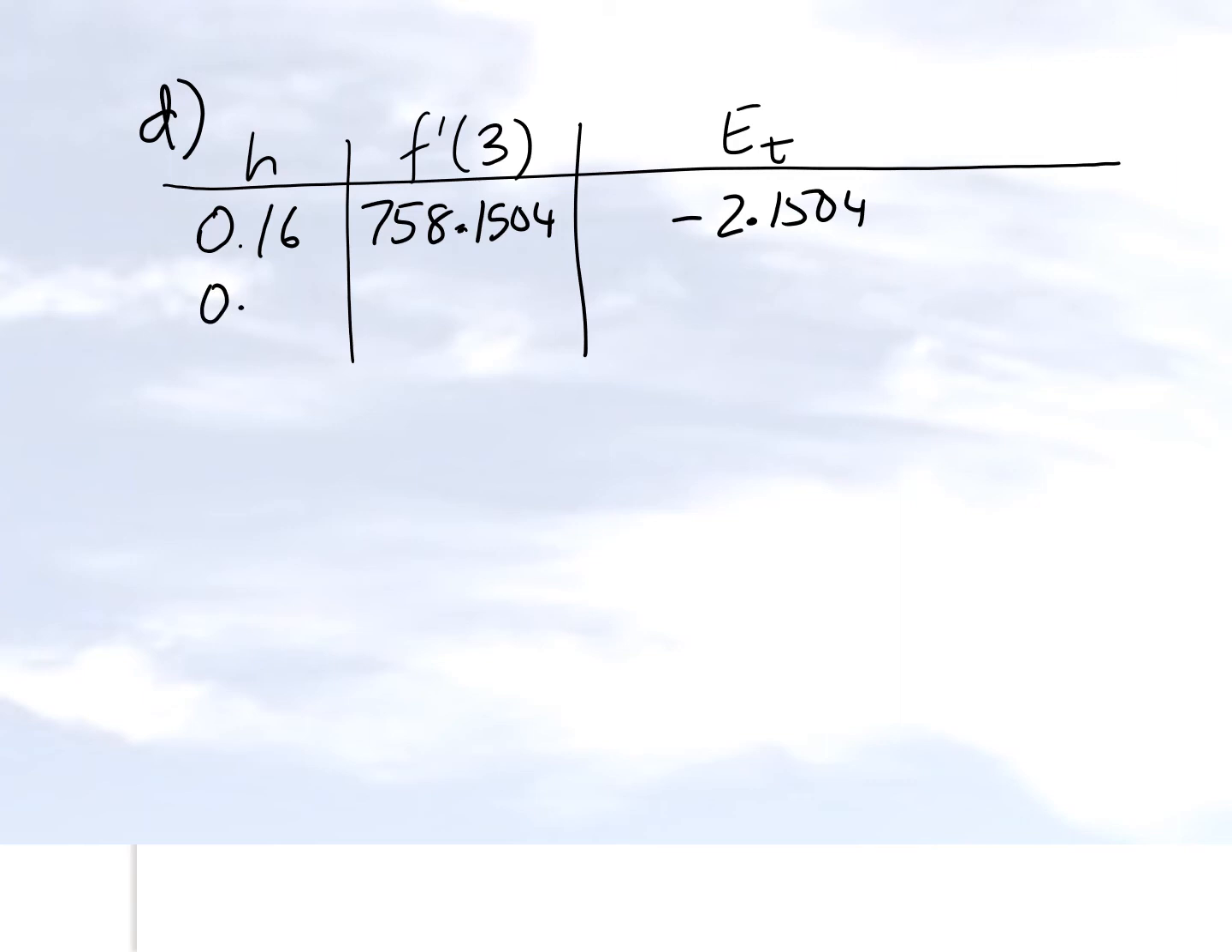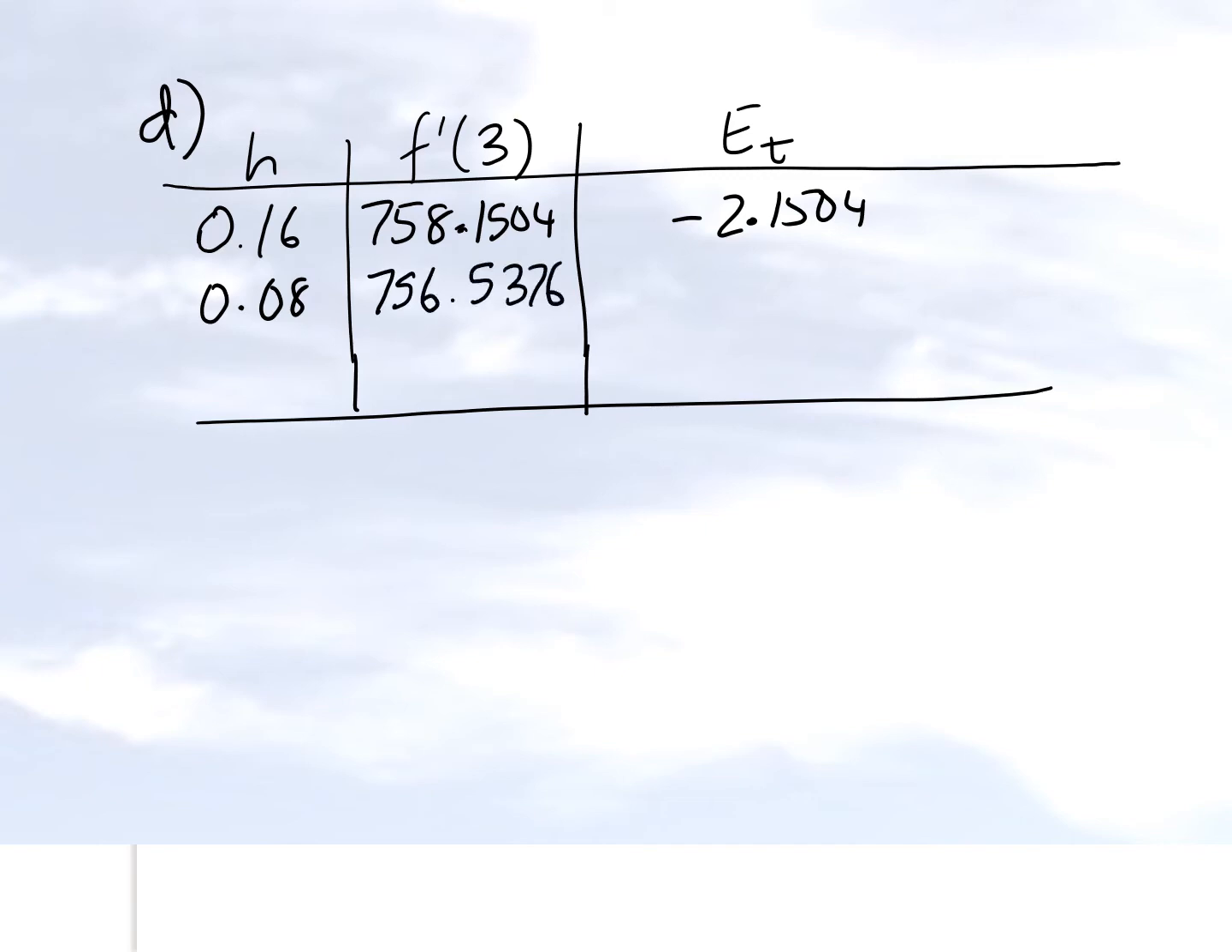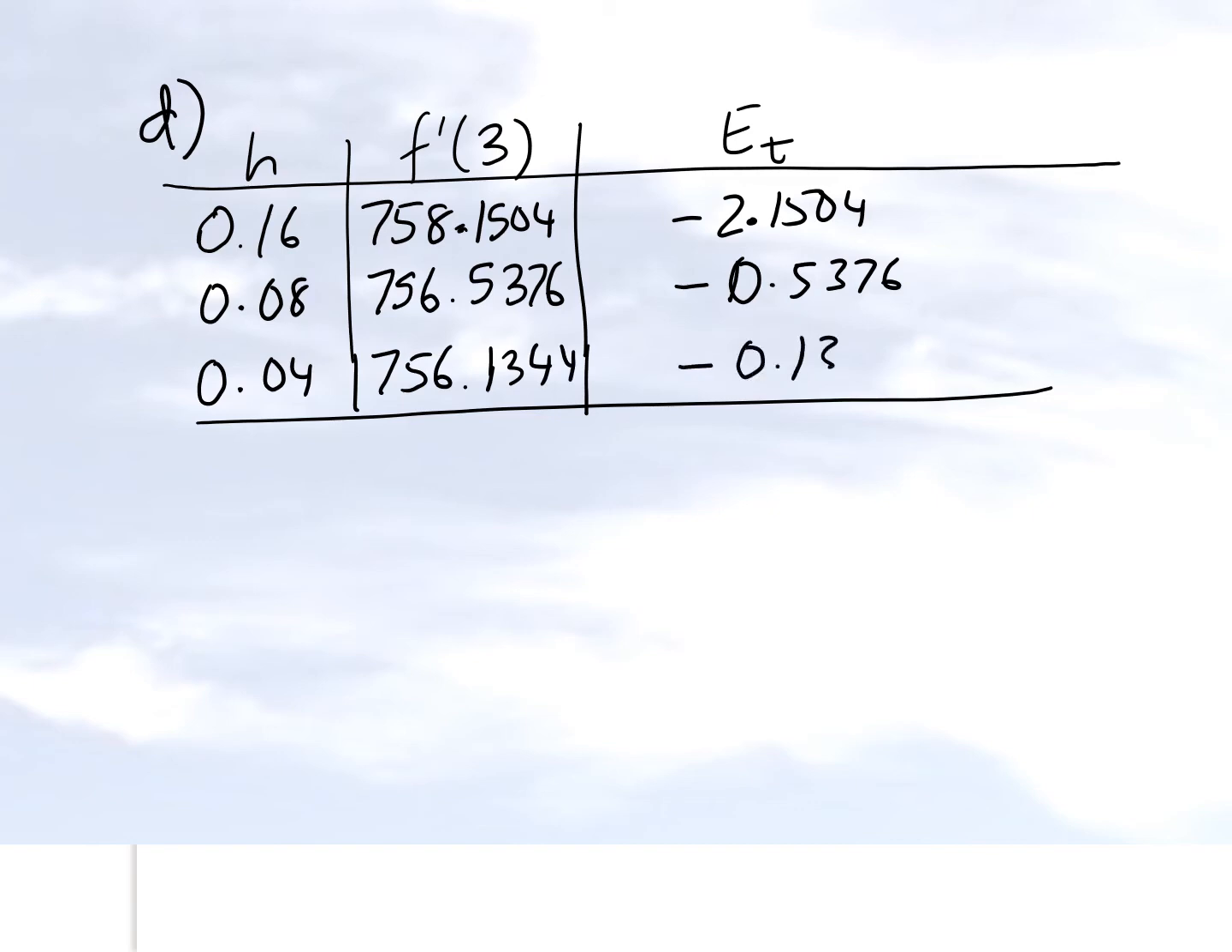So you can repeat the process which we had in part A and part B and part C, and you can get these numbers. The f prime of 3 will turn out to be this, and the true error will turn out to be this. Then we go ahead and halve the step size again, and the value which we get for f prime of 3 turns out to be this, and the true error turns out to be this.